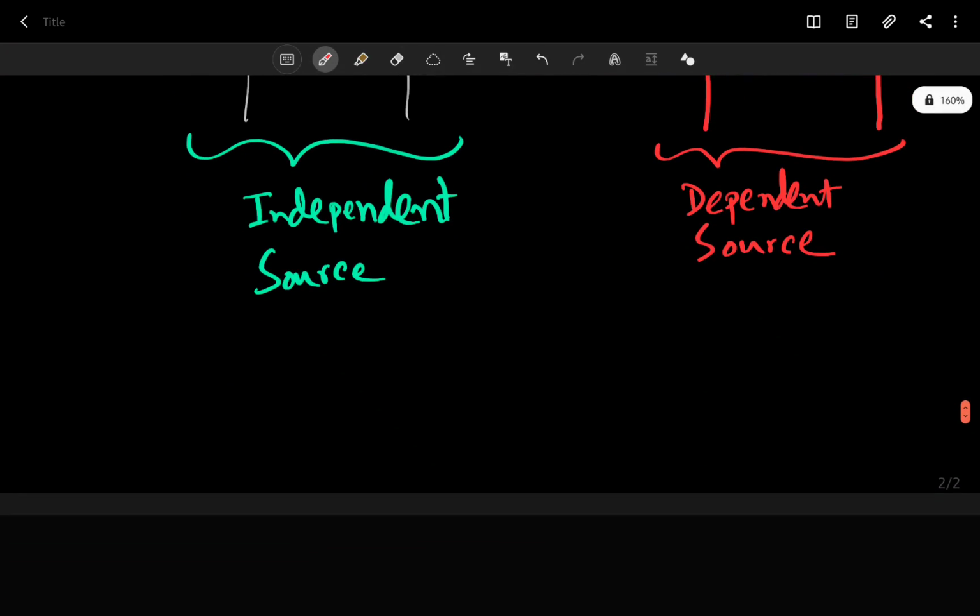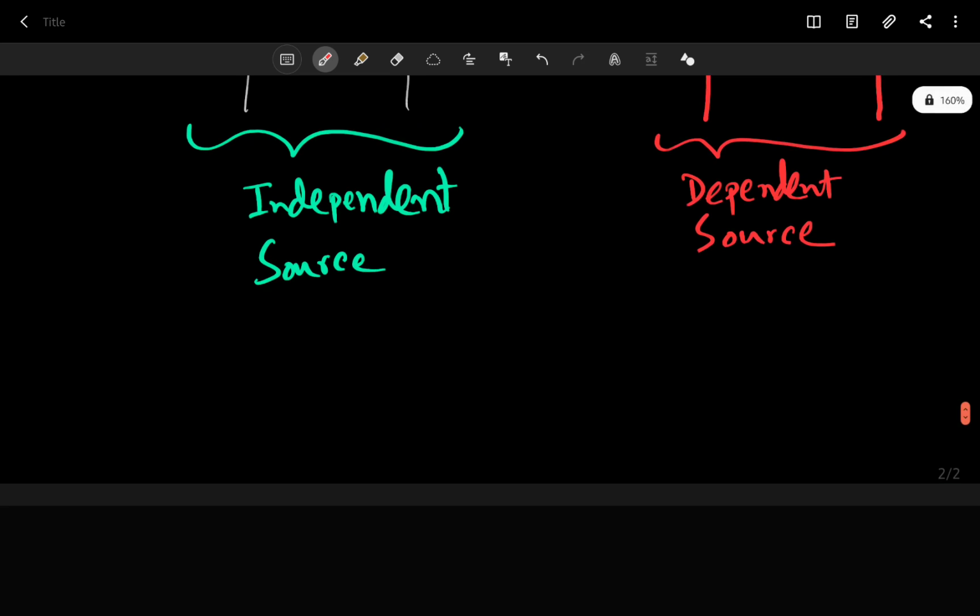And one thing to keep in mind, if you have a dependent source in the circuit, just leave it as it is. Okay, like you leave resistors alone, just like that. So leave the dependent sources alone.